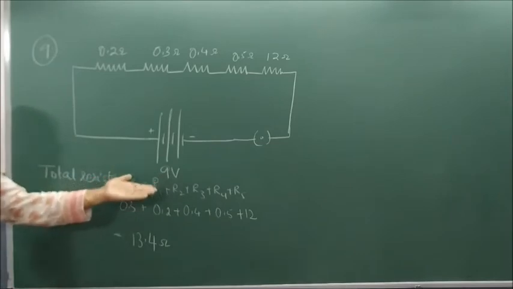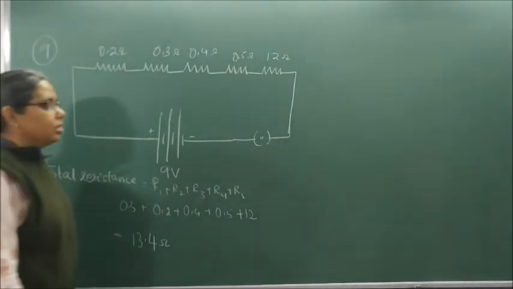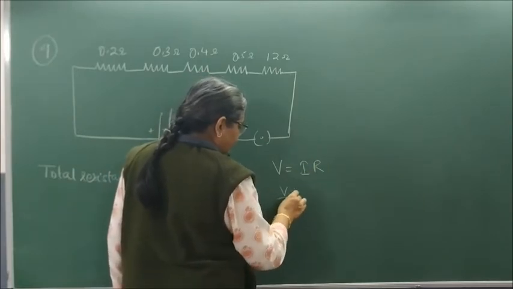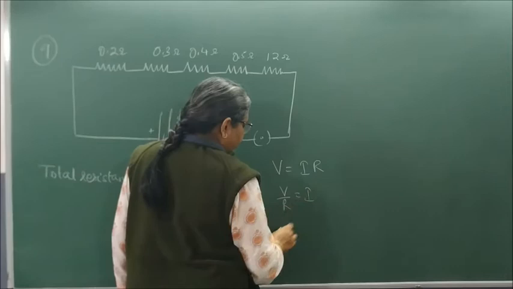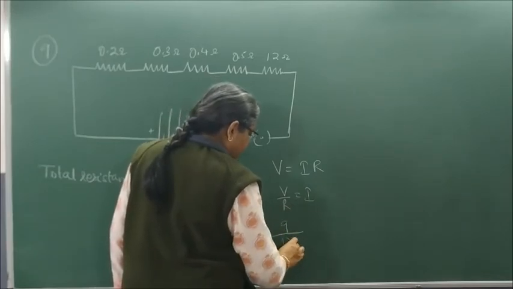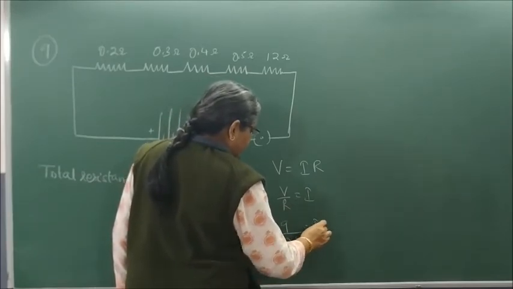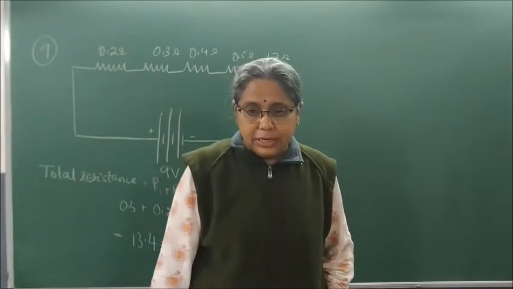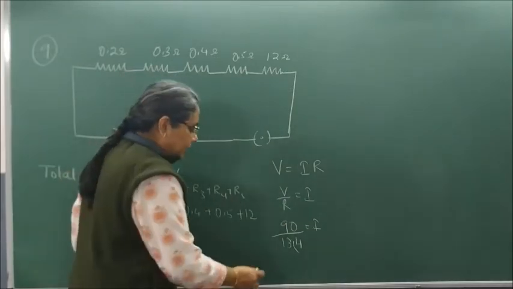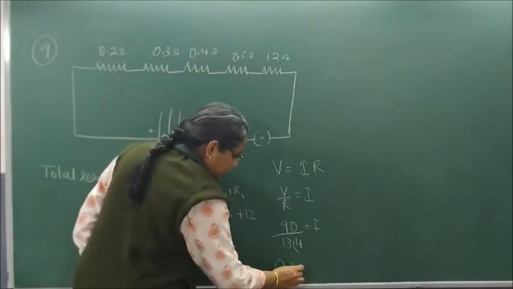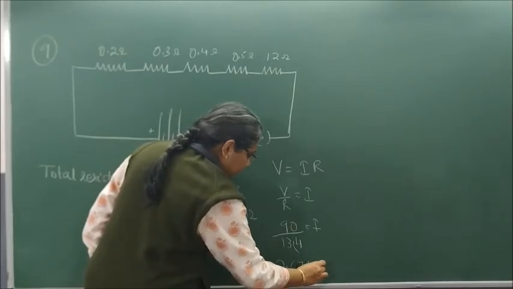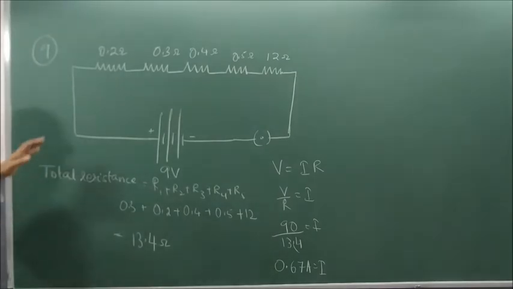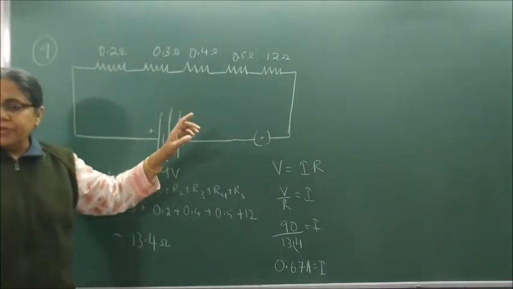I have a potential difference of how many volts? 9 volts. So we will use V is equal to IR. So V by R is equal to I, which is 9 by 13.4 is equal to I. So it is 90 by 134. Dividing 90 by 134, it will, I think, come up to 0.67 amperes. So the current which flows through the circuit is 0.67 amperes.